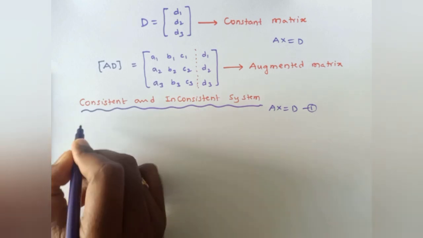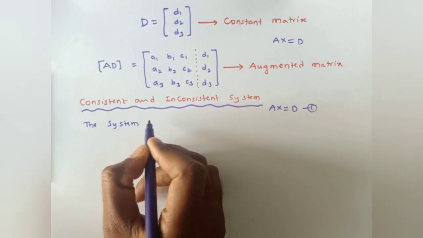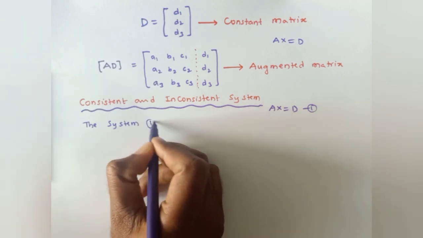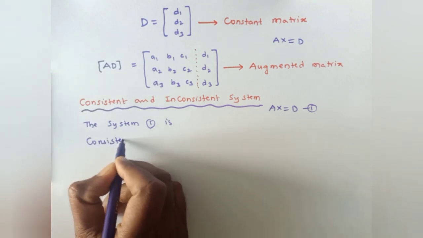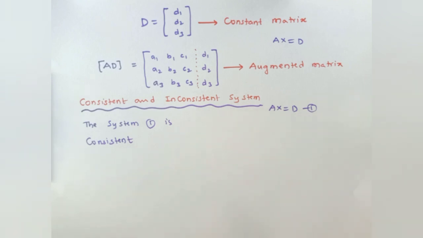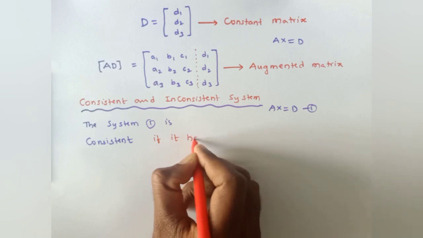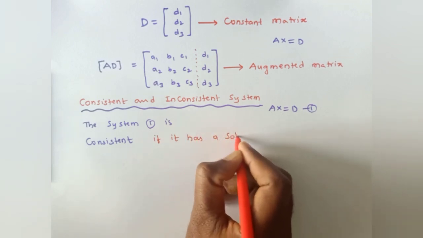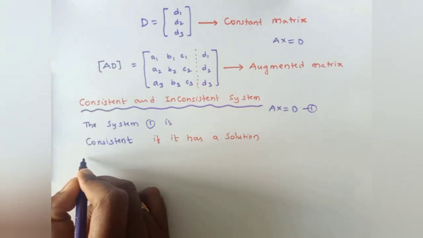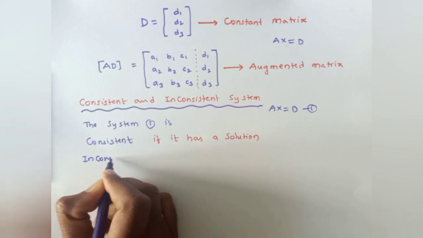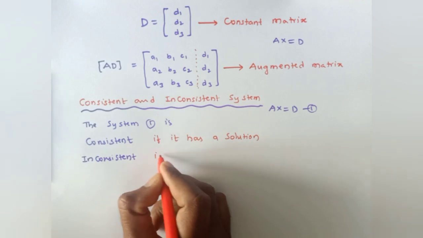Now the system 1 of linear equations is said to be consistent if it has a solution. And we say that the system 1 is inconsistent if it has no solution.